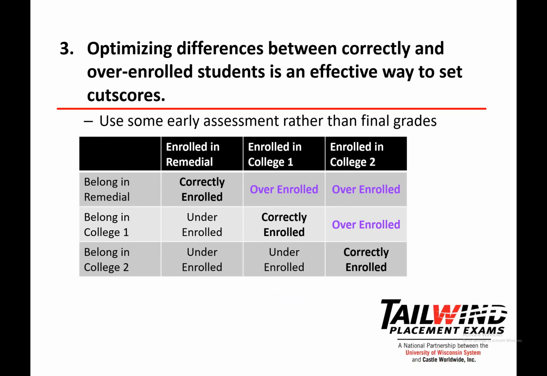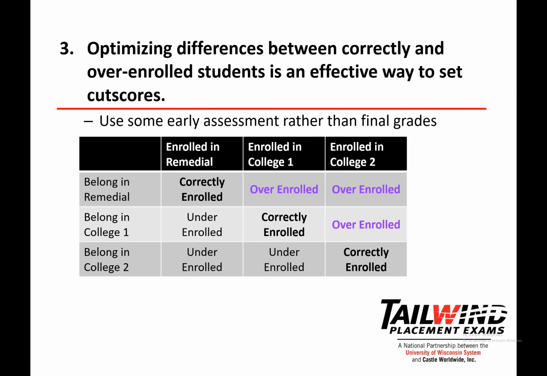We have found that one of the most effective ways in setting and adjusting cut scores is to optimize differences between students who are correctly enrolled and over-enrolled. So we know that students are not always going to follow the advice of the placement test, and they may take a course that is either higher or lower than the one recommended by the placement instrument. If a student has taken a class that is higher than the recommendation of the placement test, then they've over-enrolled in a course, which can be seen here in the table in purple.